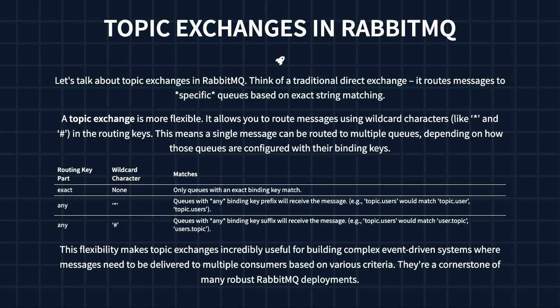But what if you need more flexibility? That's where topic exchanges come in. They use wildcards like * and # to route messages to multiple queues at once. It's like having a flexible filter system.